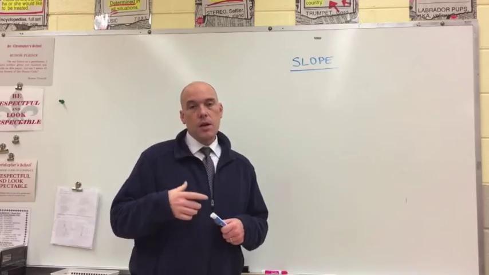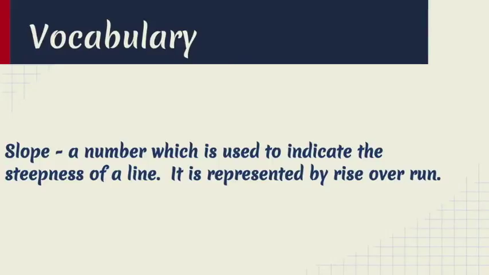Okay. So the first thing is I'm going to have a slide that has the definition for slope, and that is a number which is used to indicate the steepness of a line. It is represented by rise over run, which you guys have been familiar with already.